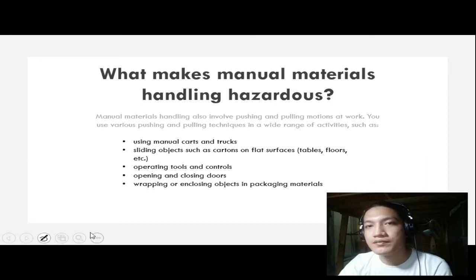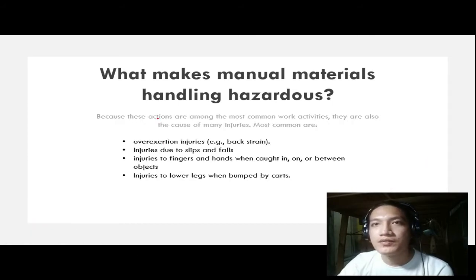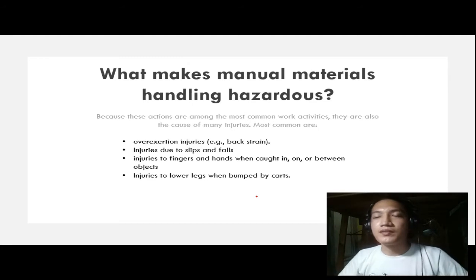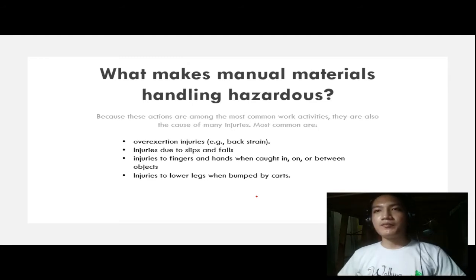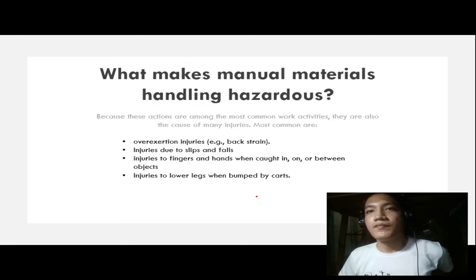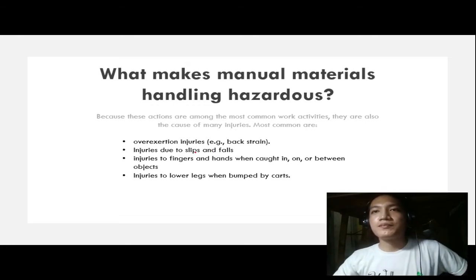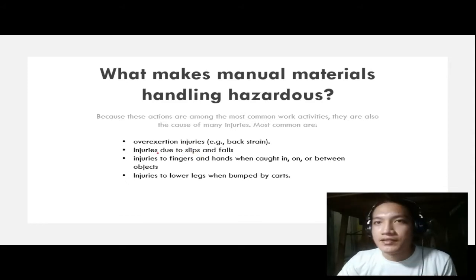So, next one is because these actions are among the most common work activities, they are also the cause of many injuries. So overexertion injuries, so back strain. The things you lift are so heavy that you can no longer stand properly, and your back hurts. Injuries from slips and falls. When you slip, injuries due to slipping. Then the falls, when you tumble.